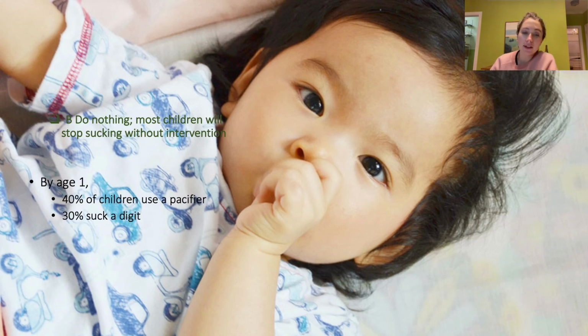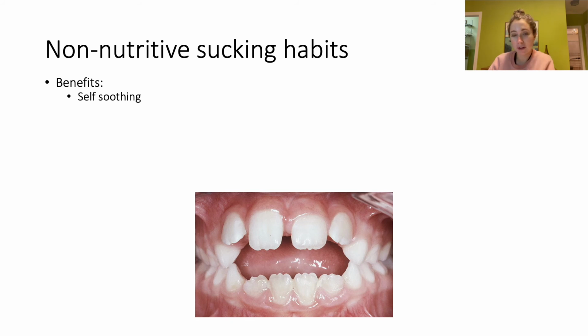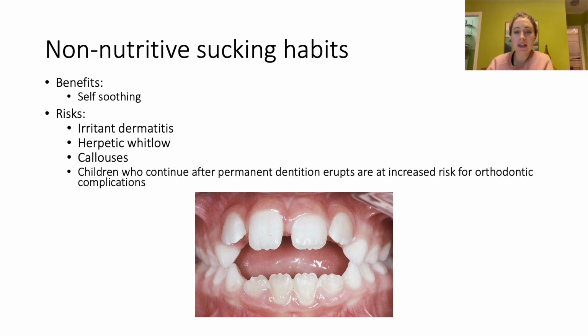So by age 1, about 40% of kids use a passy and 30% suck one of their fingers or their thumbs. But by age 4, the rate has decreased dramatically to only about 4% still using a passy and only 12% using their thumbs or fingers. Benefits of non-nutritive sucking would be self-soothing, and the risks would be irritant dermatitis, herpetic whitlow, and calluses on the associated digits. Children who continue after permanent dentition erupts are at an increased risk for an orthodontic complication.